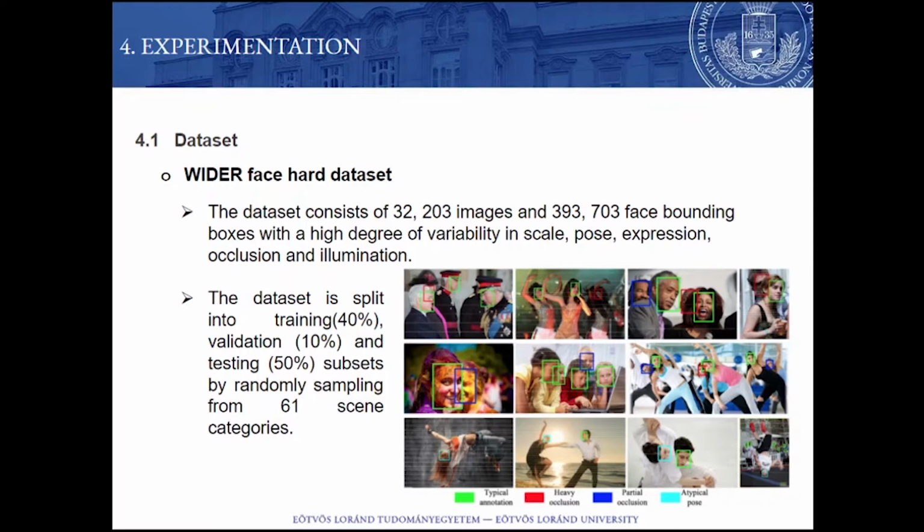So now experimentation. The dataset used for this research is the WIDER FACE hard dataset. WIDER FACE has three categories of data: easy, medium, and hard. The dataset consists of 32,203 images with 393,703 face bounding boxes, with a high degree of variability in scale, pose, and expression. The dataset is split into 40% for training, 10% for validation, and 50% for testing, by randomly sampling from the 61 scene categories.